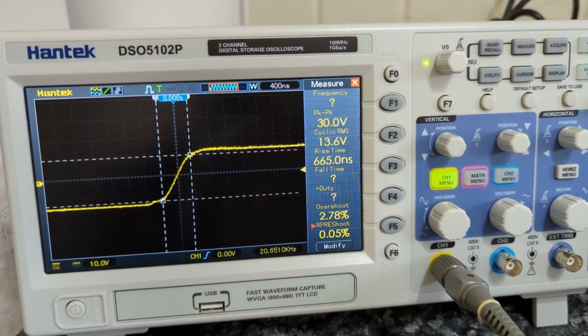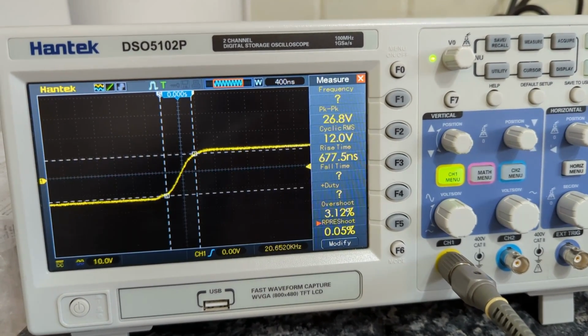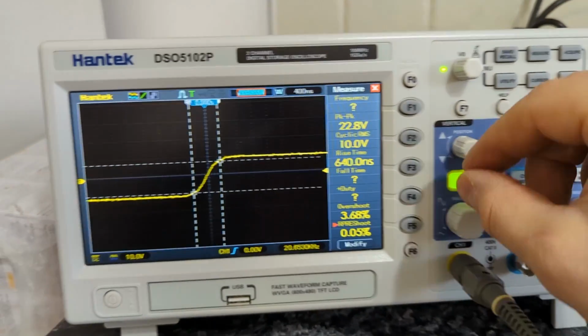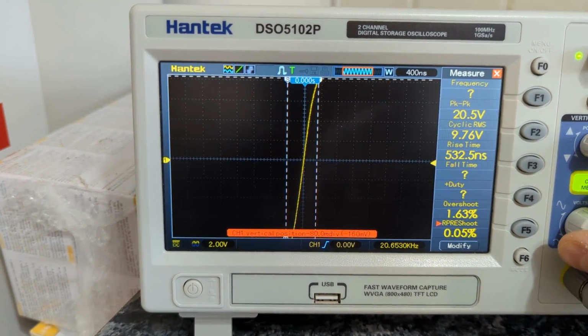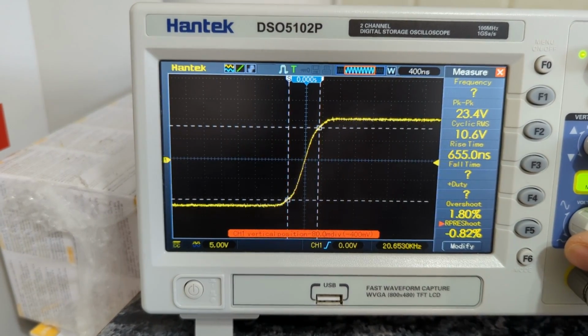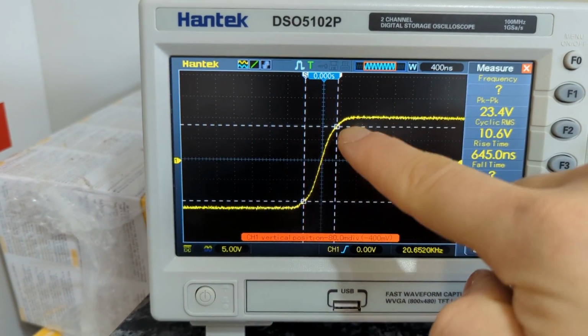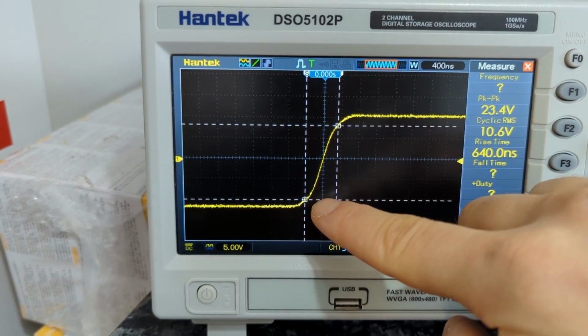Lower, lower, lower, something like that. There we go, 10 volts RMS. I'm going to zoom in a little bit, something like that. And now we can see that these edges are a bit different. They look a bit different.